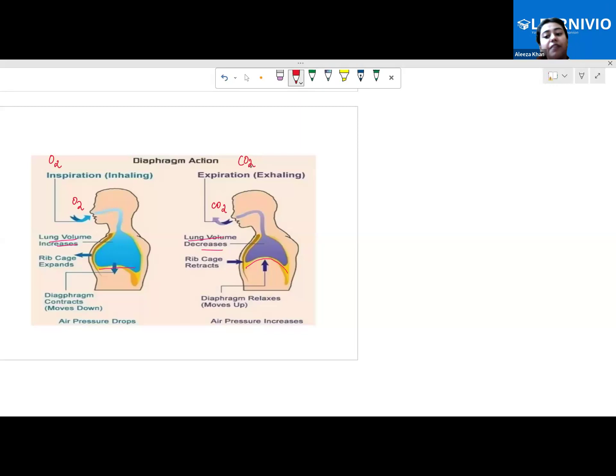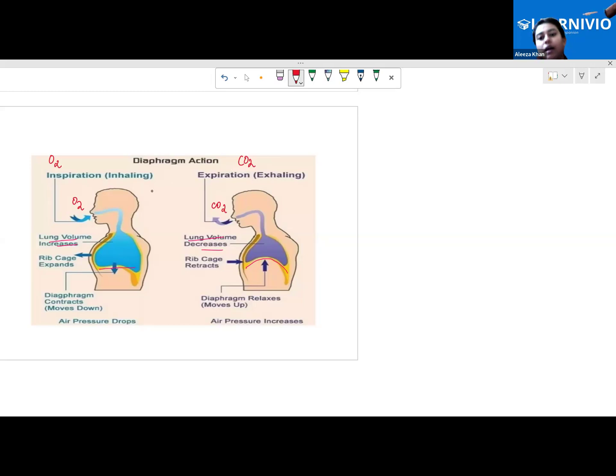And where does the exchange of gases take place? In the lungs, within the alveoli surface. This we have already discussed. The alveoli are the balloon sacs present at the tips of the bronchioles. They will inflate and deflate whenever air enters and whenever air exits. So this is how the exchange of gases takes place.